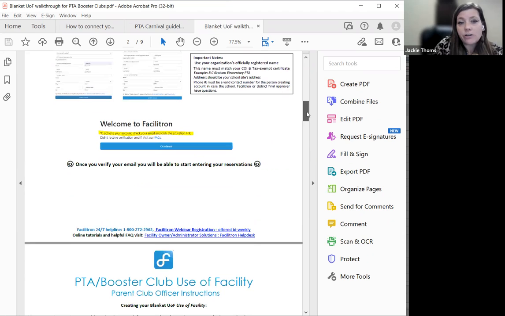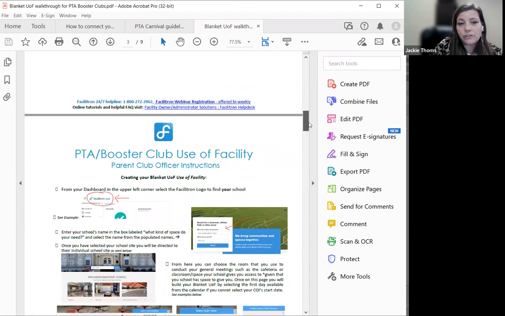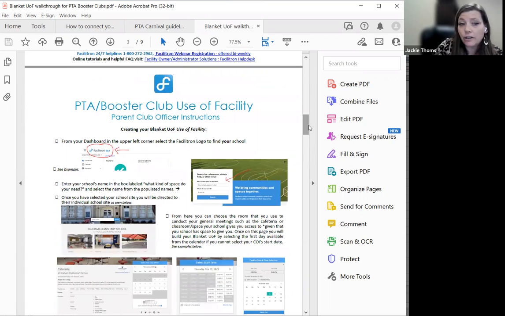Once you have your account created, you'll be able to go in and reserve your reservations by clicking on the Facilitron logo. That will take you to a search page where you can enter in your school site to be able to find your location to put your reservations in.